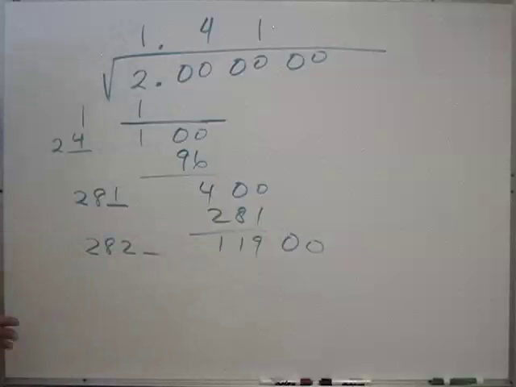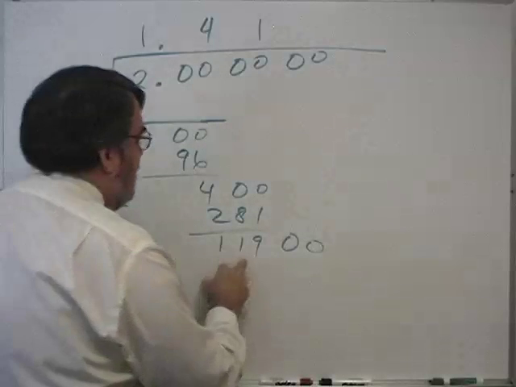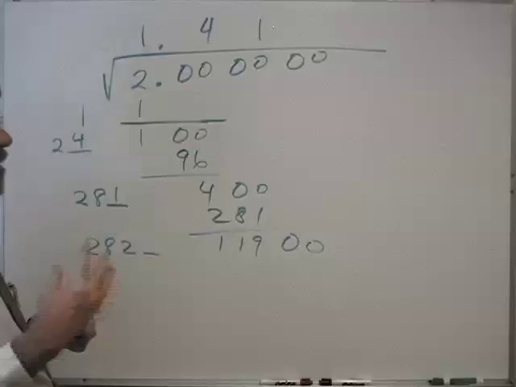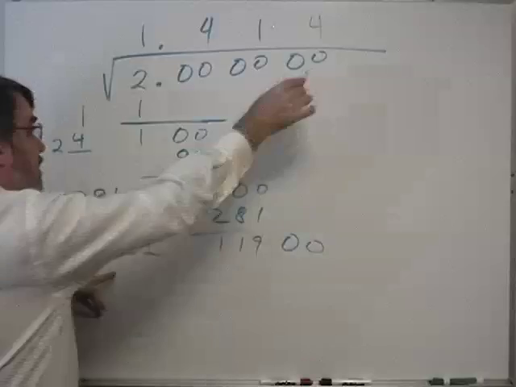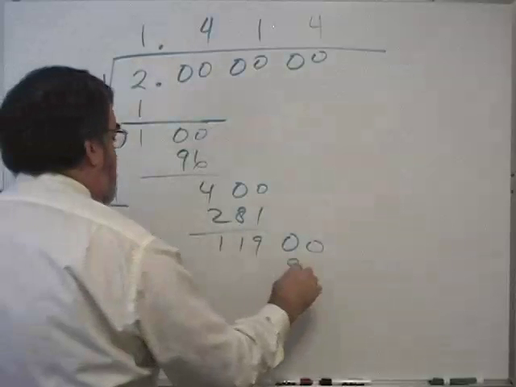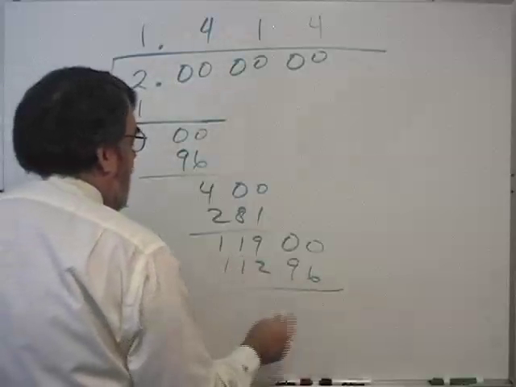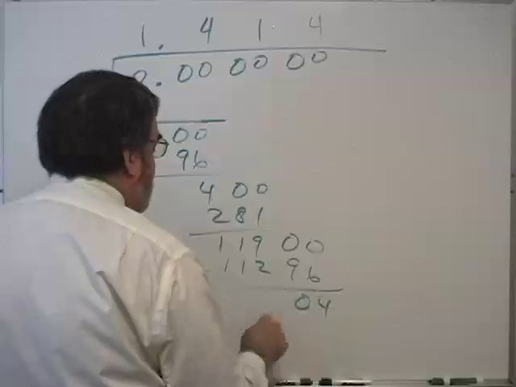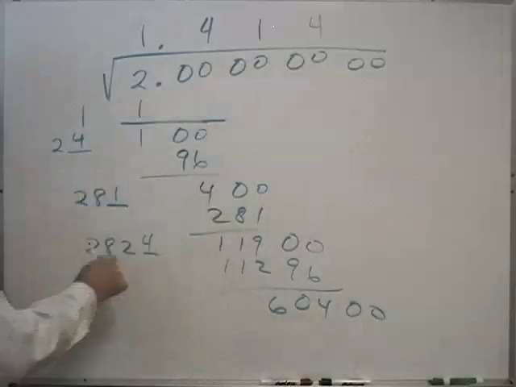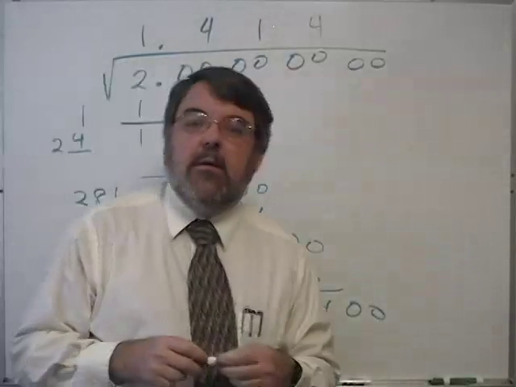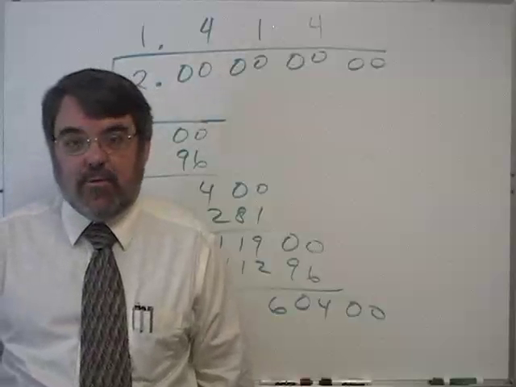Create a new space. And now I have to think about 2,820-something divides into 11,900 4 times. So I'll put a 4 up here. I'll multiply that out and subtract it. See, 96, 112. And hopefully you're getting the idea here. Bring down another set of zeros. Double that digit, and so forth. All right, so that's the idea, and that method can be used to calculate square roots.